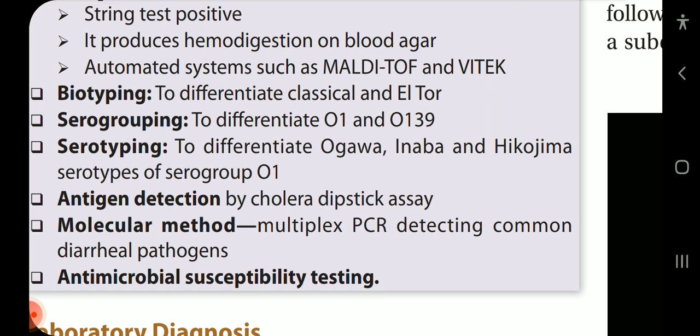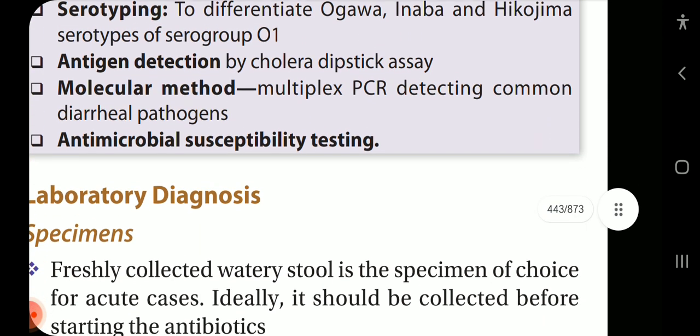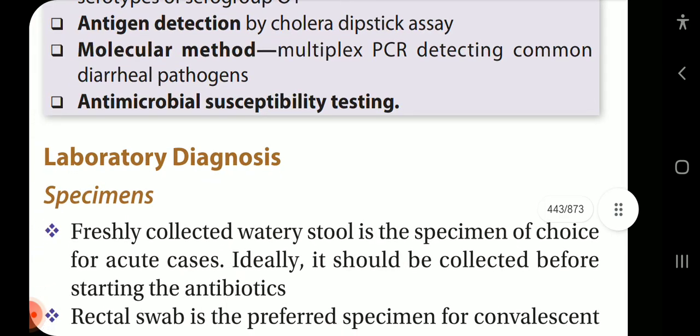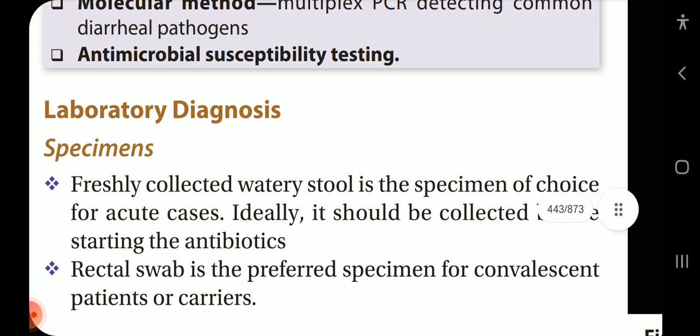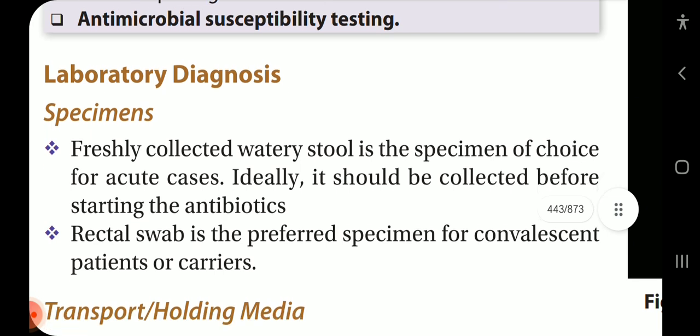Serotyping: serogrouping to differentiate between O1 and O139. Serotyping to differentiate between Ogawa, Inaba and Hikojima serotypes of serogroup O1. Antigen detection by cholera dipstick assay, molecular method, multiplex PCR detecting common diarrheal pathogens, antimicrobial susceptibility testing.